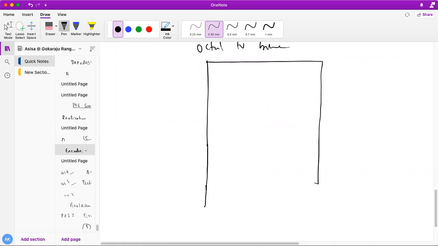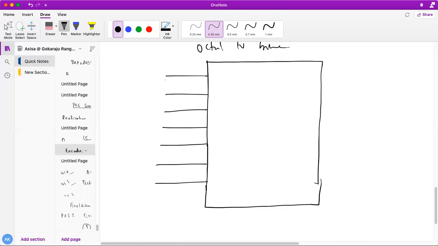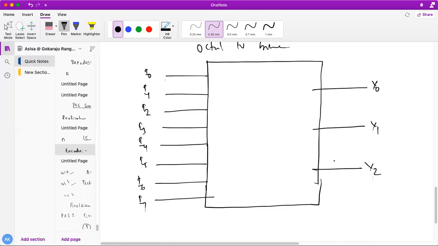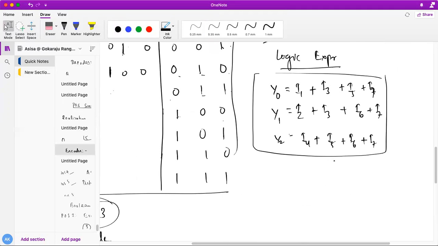Let's say this is my logic circuit. It has 8 inputs like I0, I1, I2, I3, I4, I5, I6 and I7. Then finally what can I expect? I can expect outputs Y0, Y1 and Y2. Now tell me, what is my Y0? Y0 is I1, I3, I5, I7.